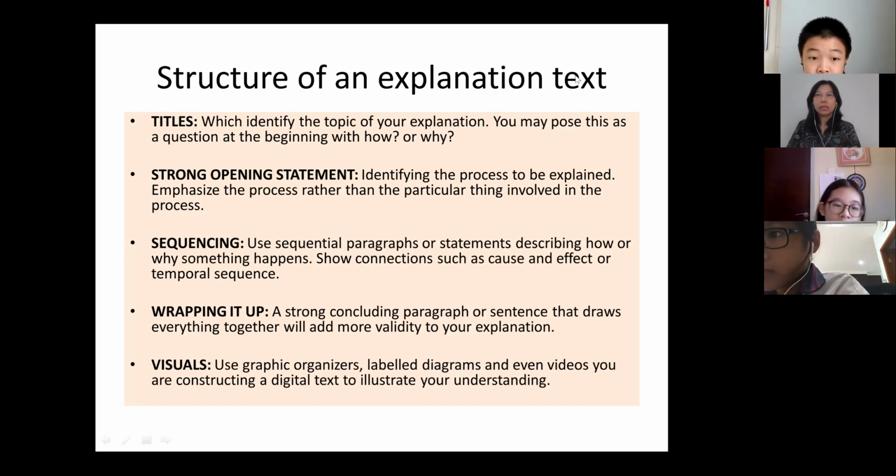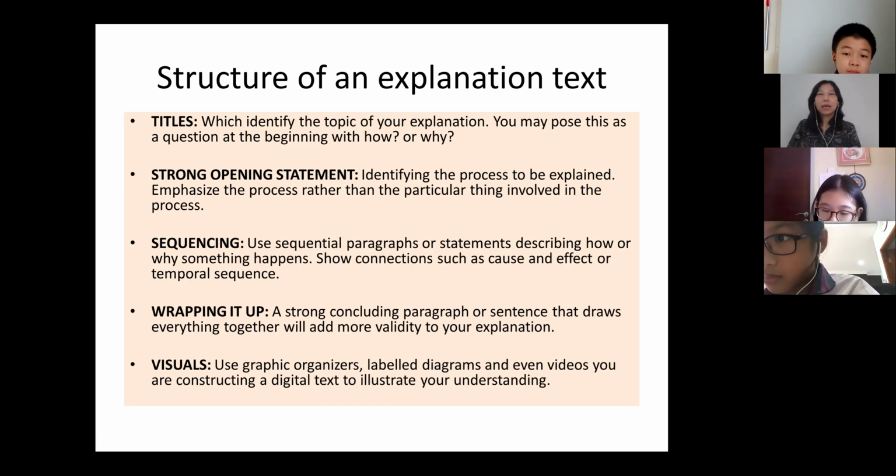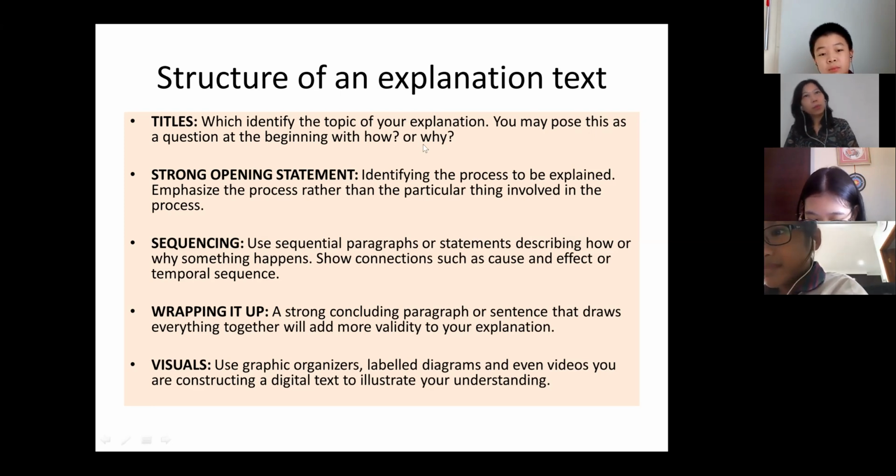All right, this will be the structure of your explanation text. Everybody, please copy this. Don't forget, today is 25th of January. Write it in your notebook or your thinking journal. Write it now. After this, you will write an explanation text based on this structure. First, what you need to have is a title, which identifies the topic of your explanation. You may pose this as a question at the beginning with how or why.